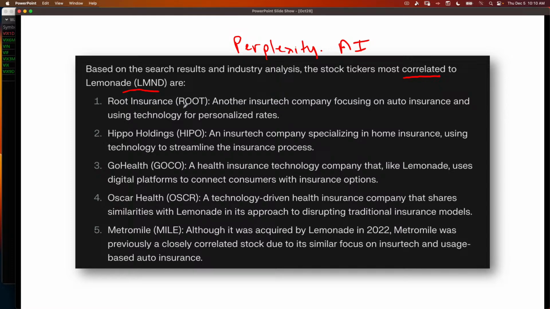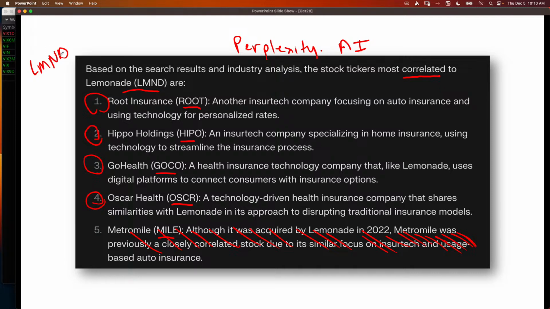Root, Hippo, GoCo, Oscar, the Friendly Grouch, and Metromile. Well, Metromile was already acquired by Lemonade in 2022. So we're going to cross them off. So overall, we have 4 names that are left that we can compare with Lemonade.